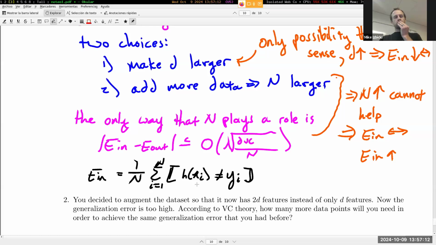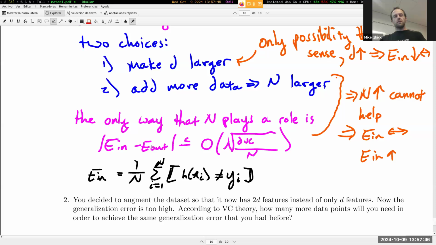So I was asking more about the inequality above that. This. So N going up here makes the generalization error go down, makes the difference between E_in and E_out go down, but does not make the in-sample error go down. Does that imply that E_out increases? The answer is no.